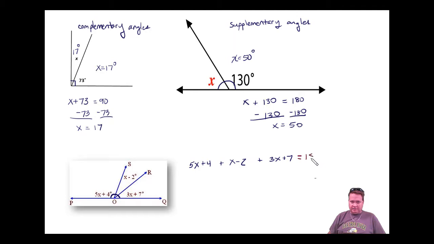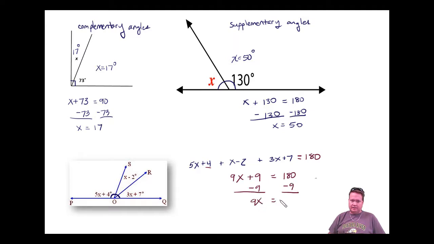So our next step in solving this equation is to combine our like terms. So I have 5x and an x, that's 6x, plus 3 more is 9x. And then I have 4 plus 4, take away 2 is 2, plus 7 is 9, so I've got plus 9 equals 180 degrees. And all we've got to do now is solve it for x. Now, that won't tell us any of the measures of any of these angles.